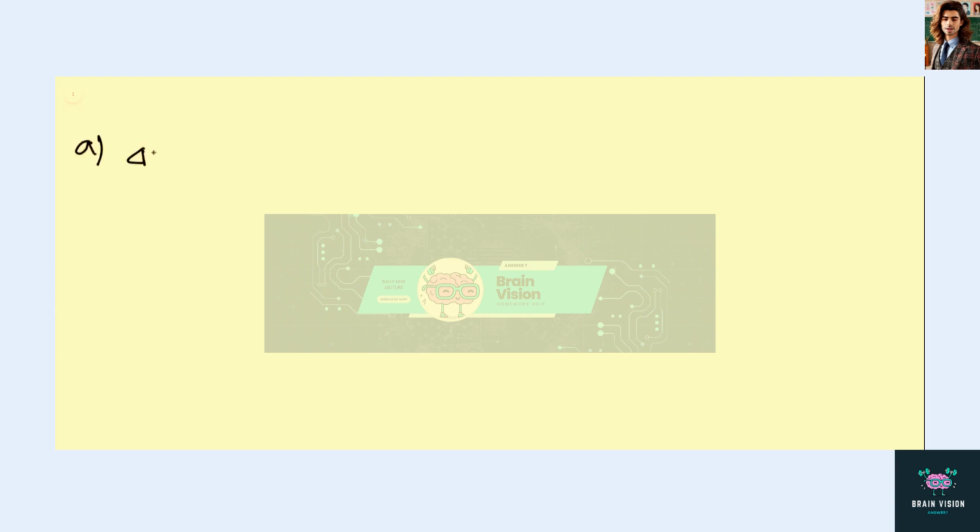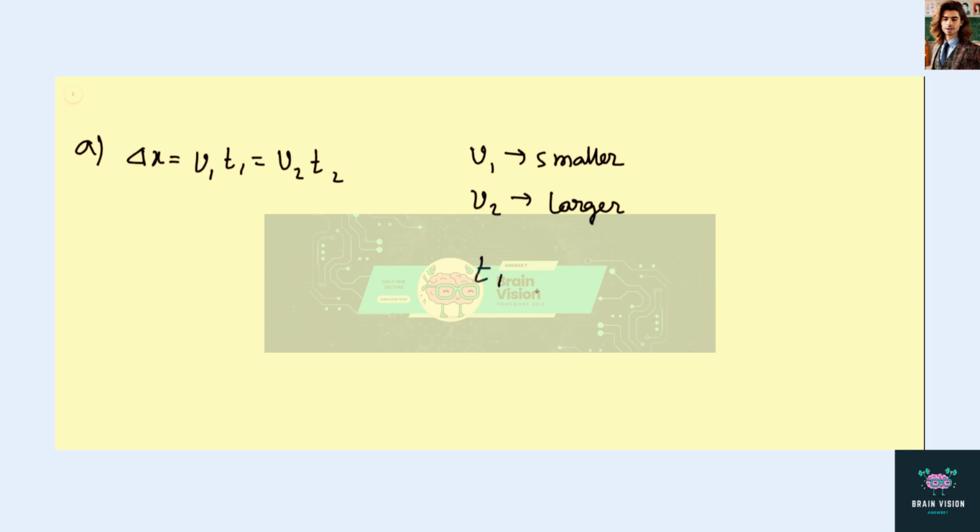So both waves travel the same distance. That means delta x for distance is equal to v1 t1, which is equal to v2 t2. Now we let the smaller speed be v1. So let's say v1 is the smaller speed, and the larger one is v2. So v2 is larger, so the slower wave will take longer to arrive. So t1 is actually greater than t2 in our case because v1 is slower.